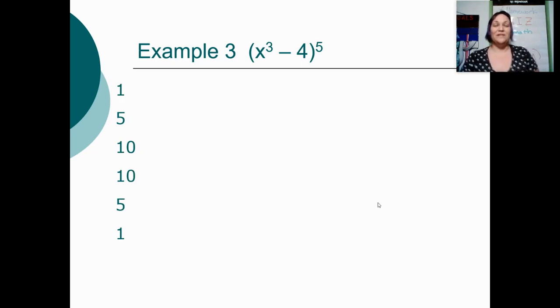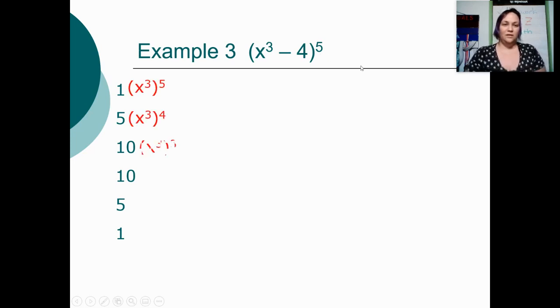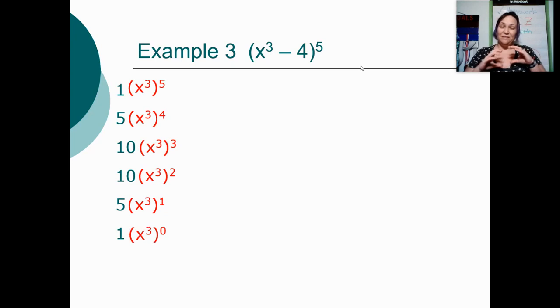Row number 5 has the coefficients of 1, 5, 10, 10, 5, 1. Now we do need to keep the x to the 3rd, and then we're going to put an extra exponent on top of that. So I'm going to put the x to the 3rd in a parentheses, and then I'll put the extra exponent on the outside. We're going to start with the exponent of 5, because that's our exponent on our binomial. So the x to the 3rd stays the same, and then the one on the outside, that one counts down from 5 down to 0.